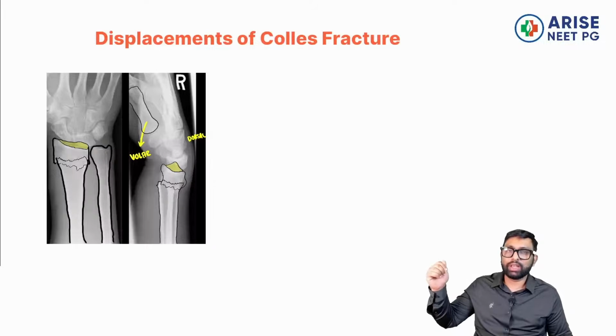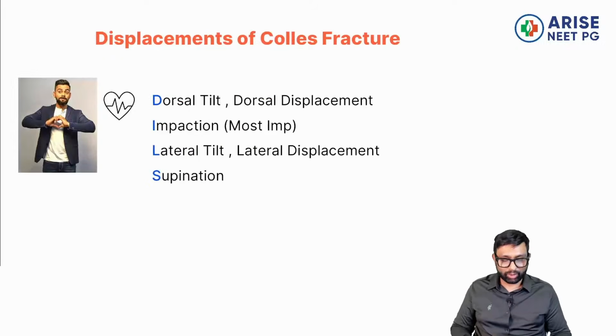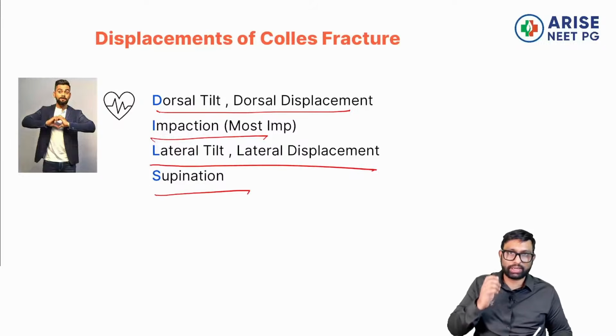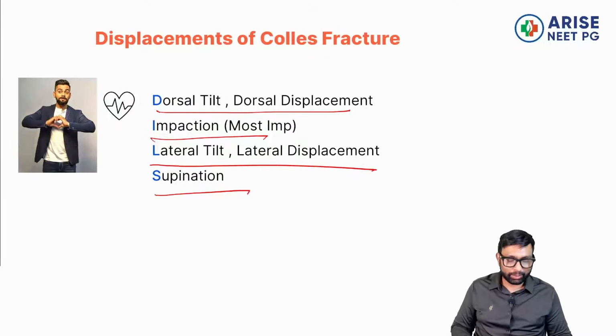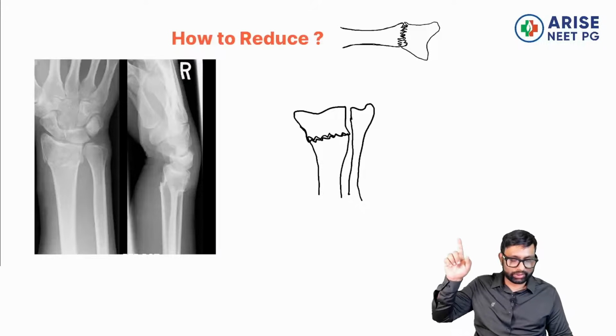So this is a Colles fracture. Can you see? This is how you should outline them. So this is a Colles fracture, and the displacement in Colles fracture is dorsal tilt and displacement, impaction, lateral tilt, lateral displacement, and supination. Do you agree? The mnemonic is DILS. Okay, the mnemonic is DILS. How do you reduce them? So look at this animation. Let's start with the upper one.